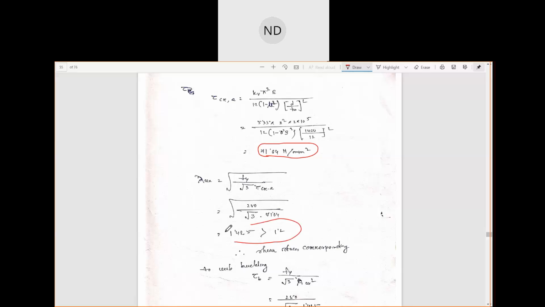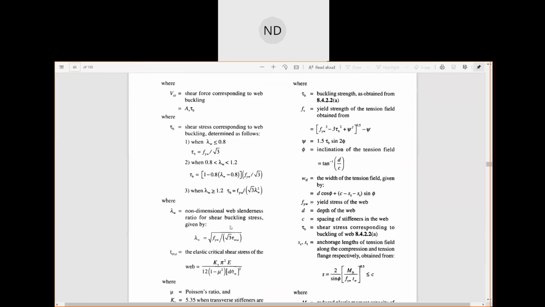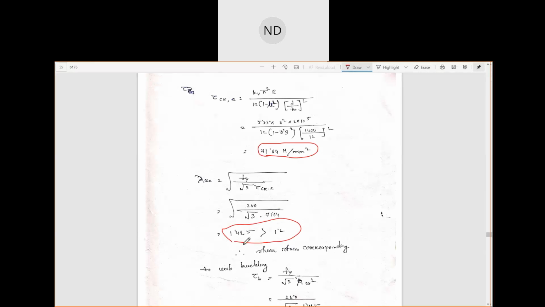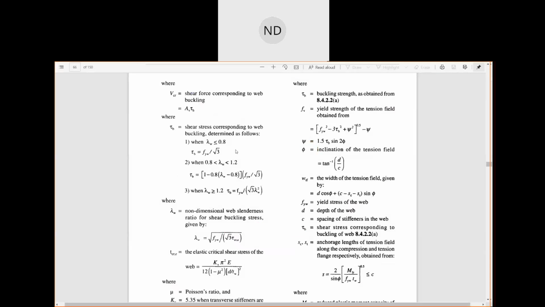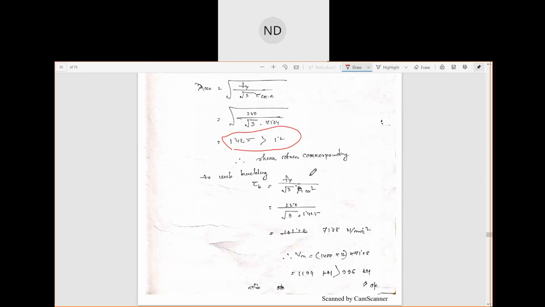Now you see lambda w is greater than 1.2. If you go to the IS code again, once you calculate the lambda w value, you have to see which condition is satisfied to select the formula for tau b. We got lambda w as 1.425, so it will be this condition, lambda w greater than or equal to 1.2. Therefore our tau b will be fy by root 3 lambda square. So we are going to use this formula here. That's why we have used this formula.